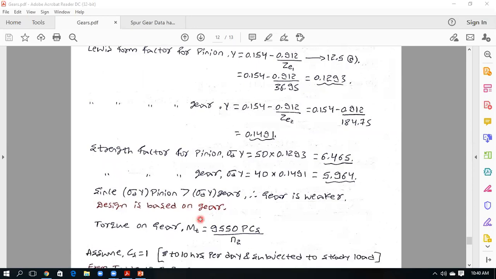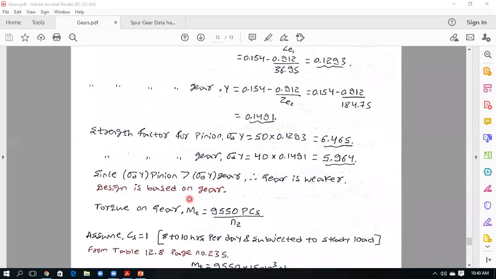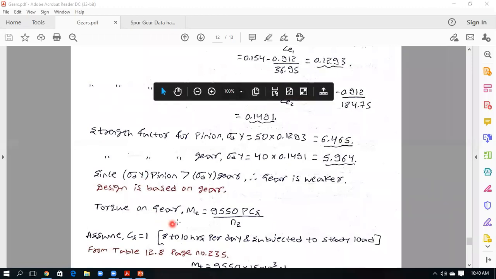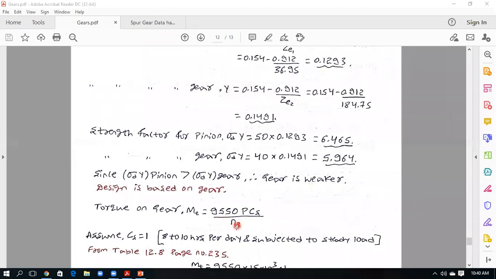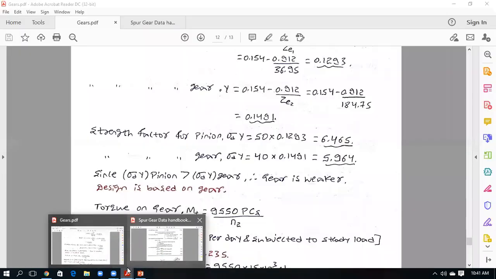After that, the next step, after finding the weaker member, is to find the torque. In this case, gear is weaker, that's why I will be finding torque on gear. The formula is the same. Here we use N2 because we are designing it for gear. And the value CS you need to take from the table.